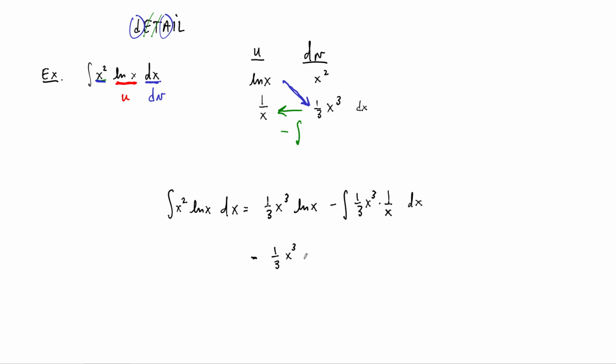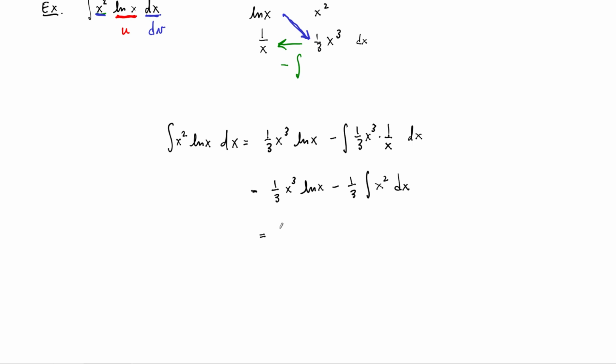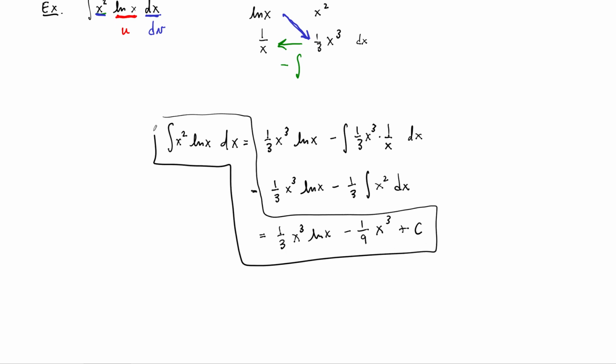1/3 x cubed natural log of x, minus 1/3 can come out. The integral here is just of x squared dx. x cubed over x is x squared, and we're almost done. So this becomes 1/3 x cubed ln of x minus another 1/3, so that's going to be 1/9 altogether, x cubed plus c. And so that's the answer to this antiderivative, x squared log of x dx.